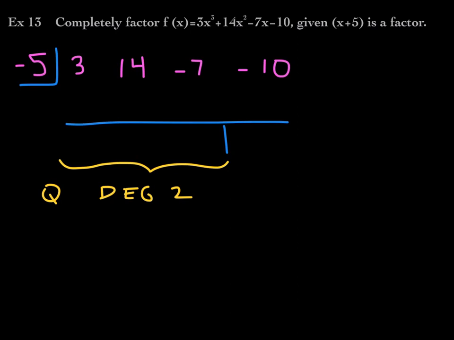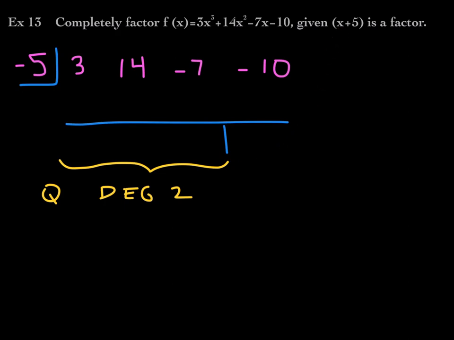So these here are my coefficients of my function: 3, 14, negative 7, negative 10, right? I'm not missing any power, so degree 3, degree 2, degree 1, degree 0. So I don't have to insert any zeros. This is a factor. They told me that. So my C value is negative 5, the opposite of what I see. And I already know I'm going to get a 0 here. How do I know I'm going to get a 0? Because they're saying x plus 5 is a factor.